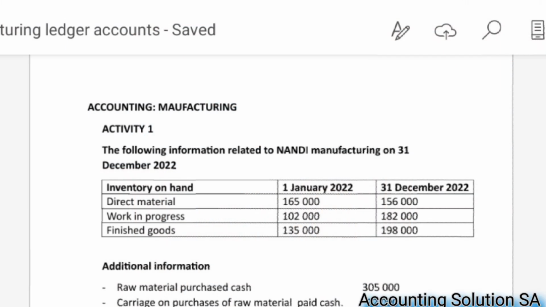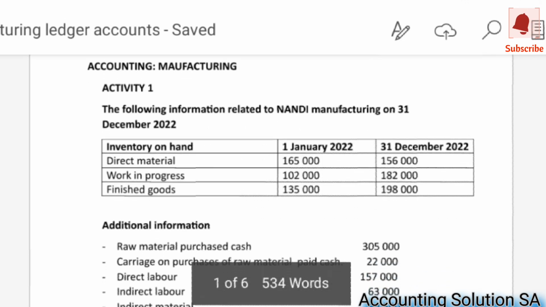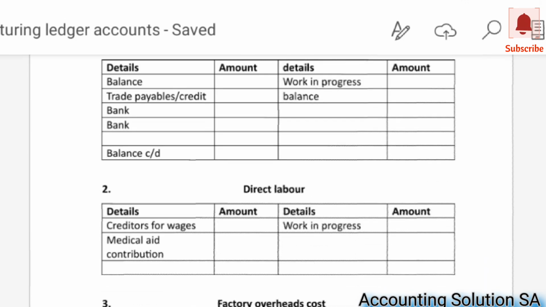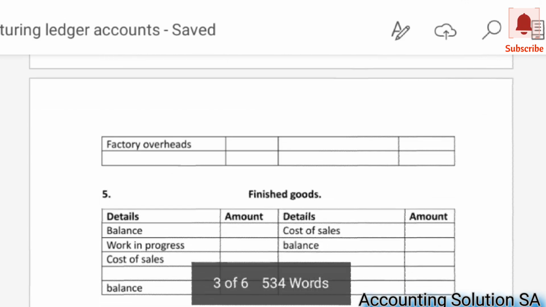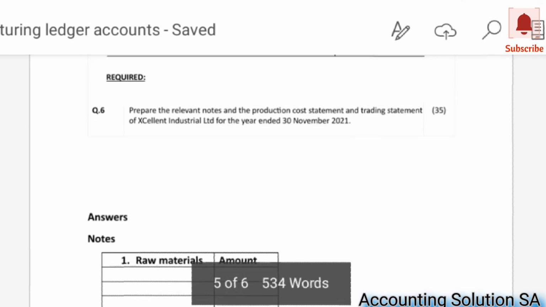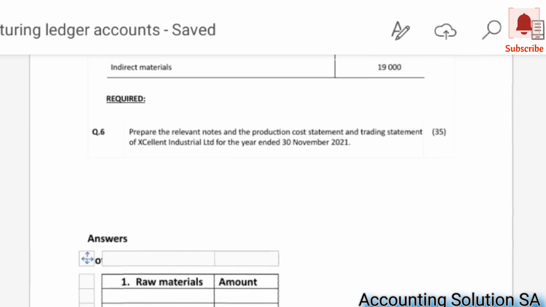Okay guys, so in this lesson we are going to do only two questions. The first question that we are going to do, we are going to prepare a ledger account under a manufacturing. The second question, we are going to prepare what we call a production cost statement, as well as a trading statement.